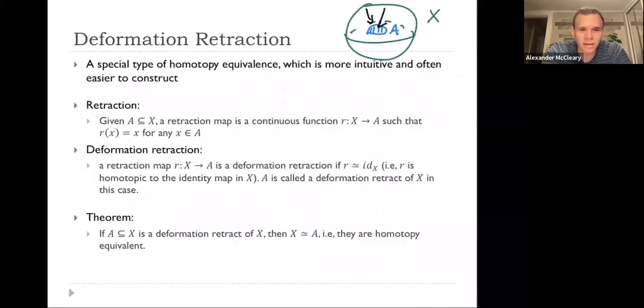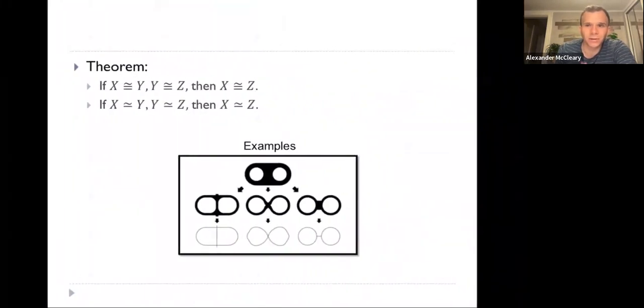Okay, and so a nice result is that if A is a subset of X and we have a deformation retraction from X onto A, then they have to be homotopy equivalent. So that's quite a useful result that can be used to prove two spaces are homotopy equivalent, sometimes in an easier way. Okay, so now this is the last thing we'll cover today. So this is a result essentially saying that homeomorphisms and homotopy equivalences are both equivalence relations.